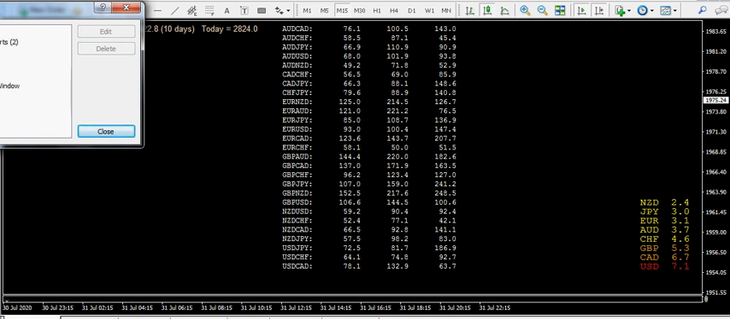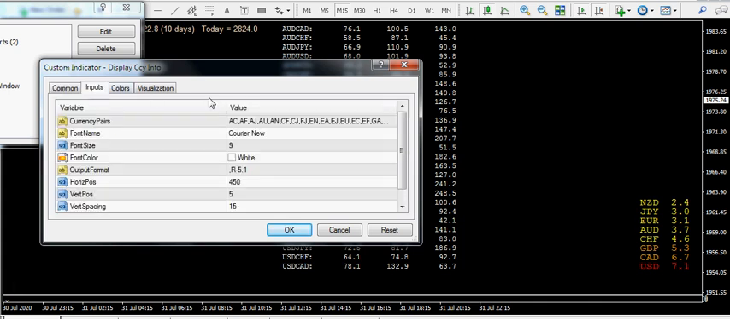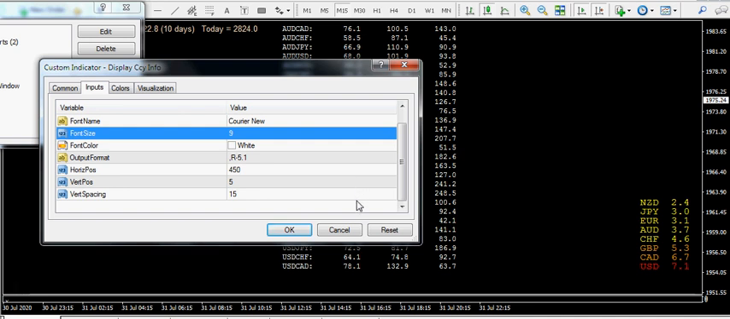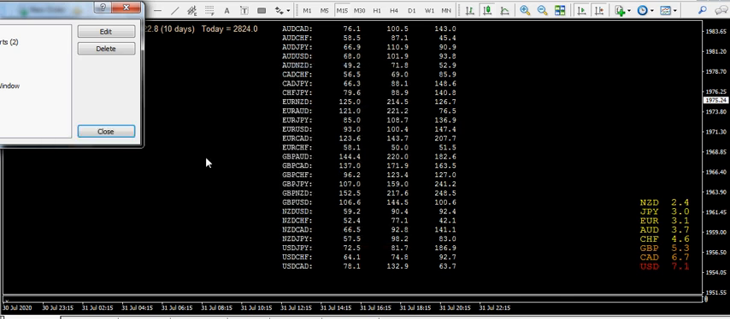That is it there, display CC info, and then there are the inputs. A default set of currency pairs, which is that, and then you can add or take off any that you're not interested in, and the rest is pretty self-explanatory. So horizontal position, of course, and vertical position, and vertical spacing. So you can reset all of those to your own requirements. So anyway, back to the charts.